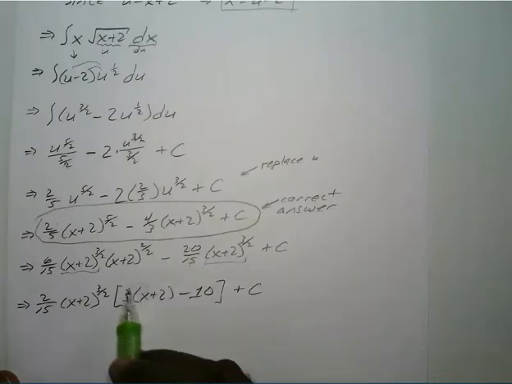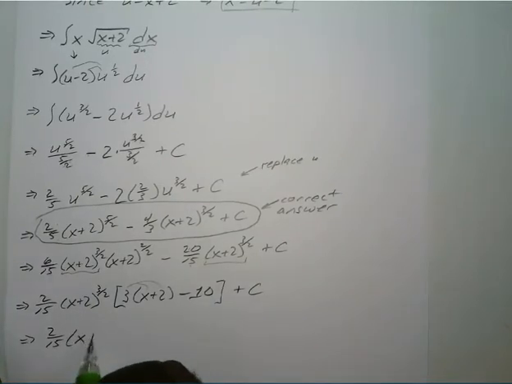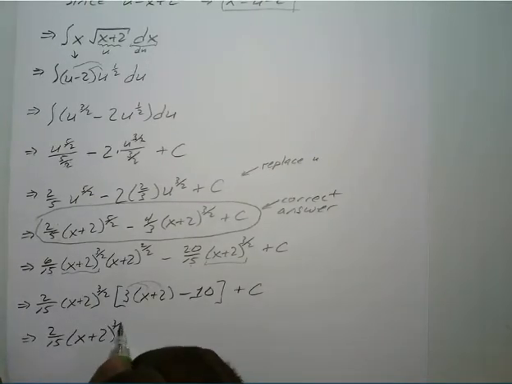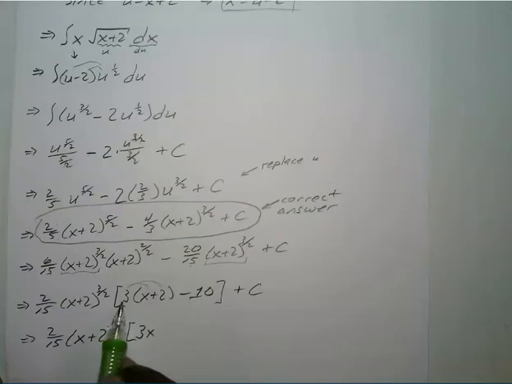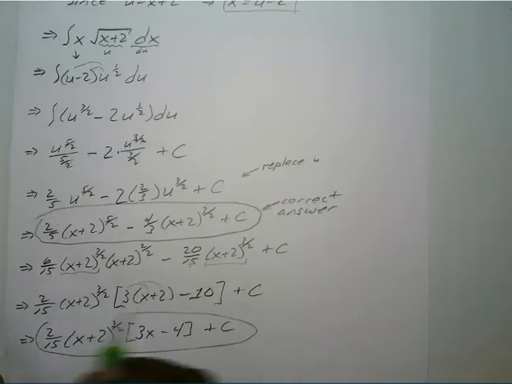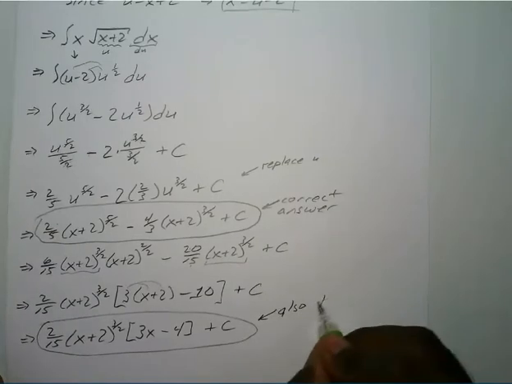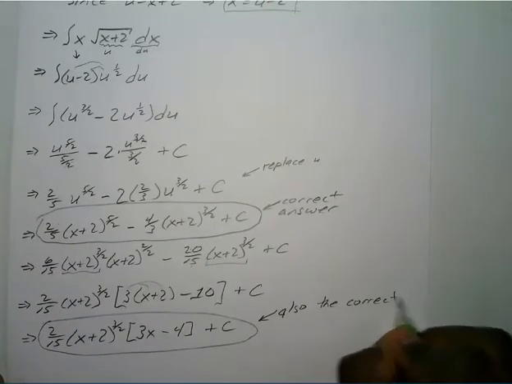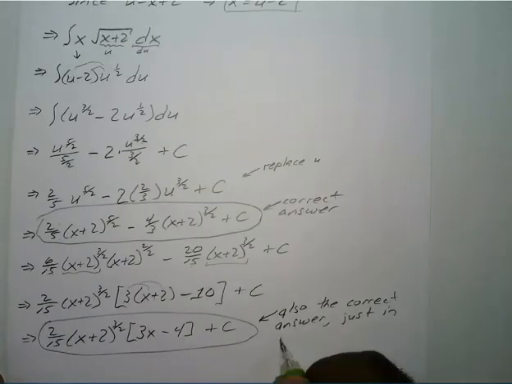Okay, so if we go ahead and distribute that, we will end up with 2 over 15 times x plus 2 to the 3 halves power times, we have 3x if we distribute that. So you have 3x plus 6 minus 10, which will give us minus 4, plus C. Now, this is also the correct answer, just in a different form.